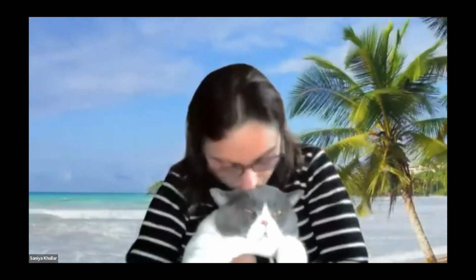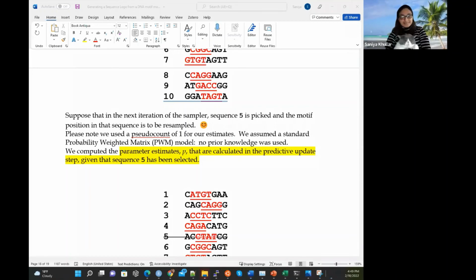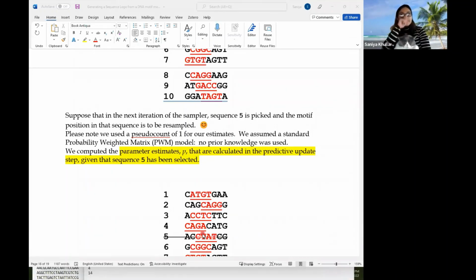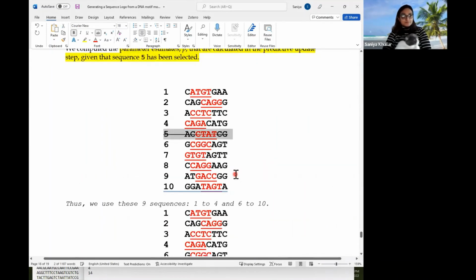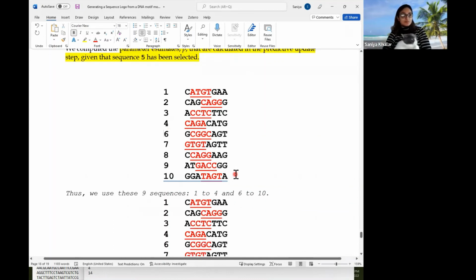What we're doing is we're going to compute these parameter estimates, in this predictive update step, given that sequence 5 has been selected. So I'll talk about how to do this. Essentially, we eliminate sequence 5. We just get rid of it because we're holding it out. So we're looking at sequences 1, 2, 3, 4, 6, 7, 8, 9, 10.